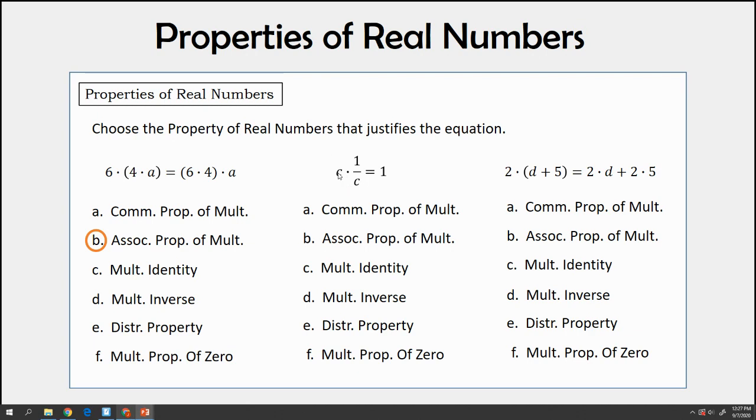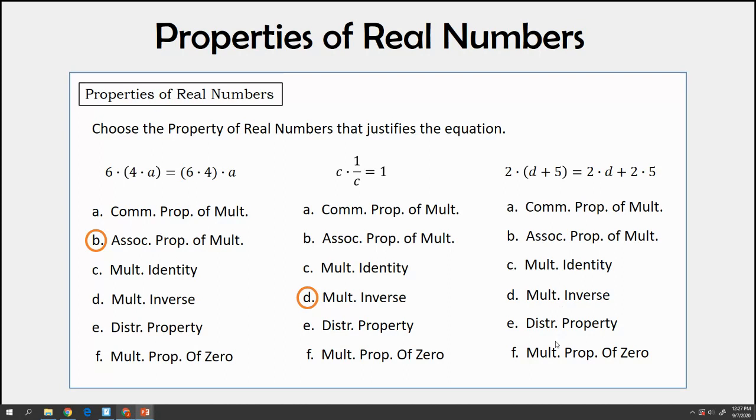Okay, here I multiplied C by 1 over C. So that's multiplying a number by its inverse, or a variable by its inverse. And whenever you multiply a number by its inverse, you get an answer of 1. That is the multiplicative inverse.